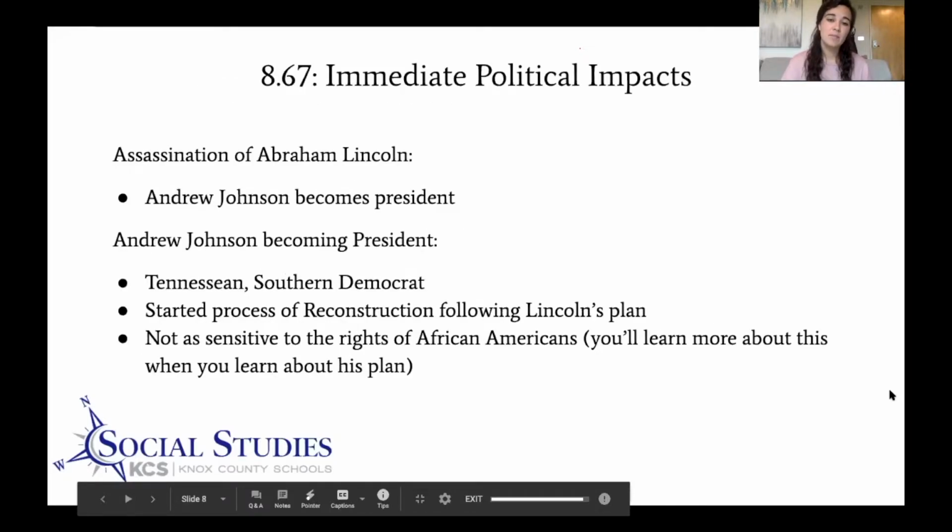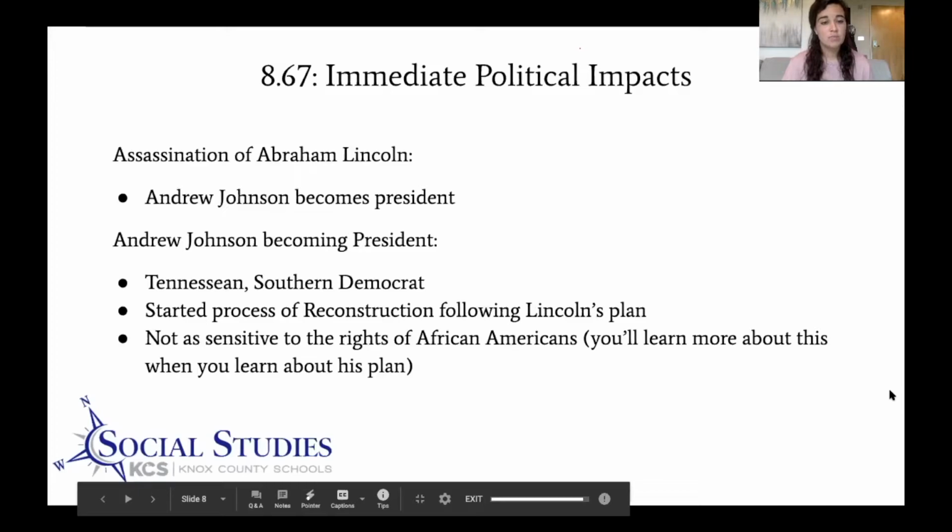So if you can think back to the standard that I mentioned, it wants us to discuss the immediate political impacts of these 2 events. So the assassination and then Andrew Johnson becoming president. So an immediate political impact of the assassination is just that Andrew Johnson became the new president.